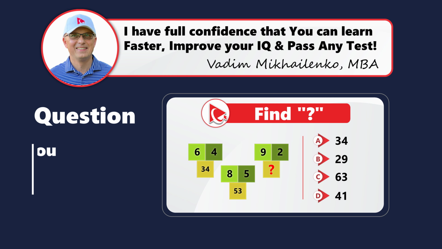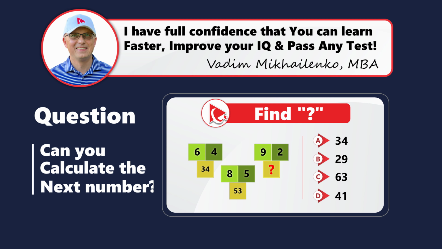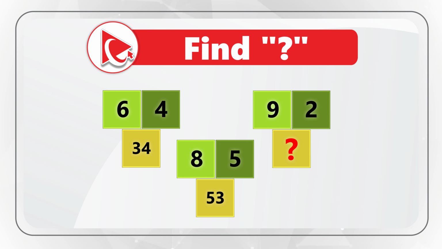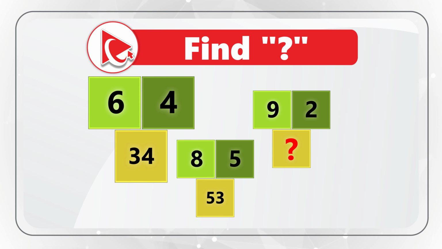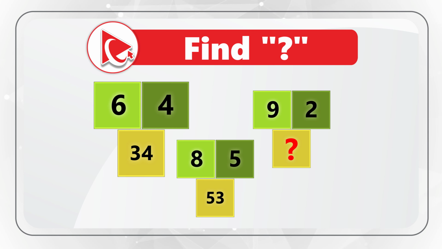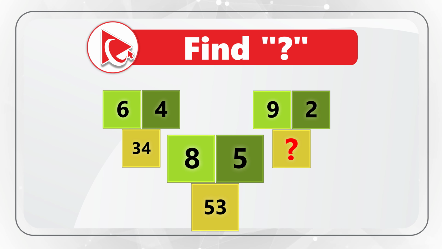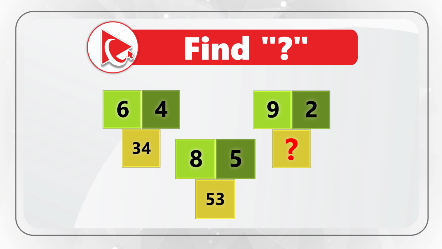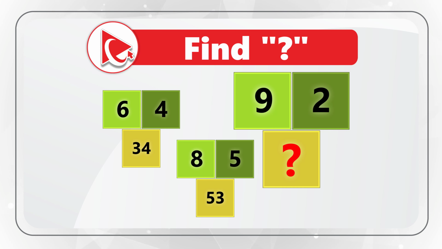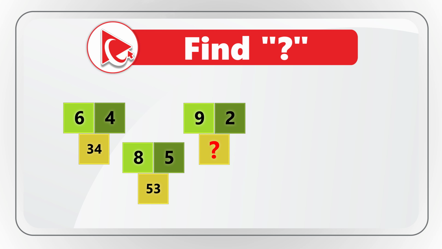Most likely, you will not be able to pass the test without getting a question similar to this one. You're presented with 3 sets of numbers. Each set has 3 numbers in the group, and 1 number is missing. The first set has numbers 6, 4, and 34. The second set has numbers 8, 5, and 53. And the last set has numbers 9, 2, and the final number in the third set is missing. You need to calculate the missing number and select it out of 4 possible choices.